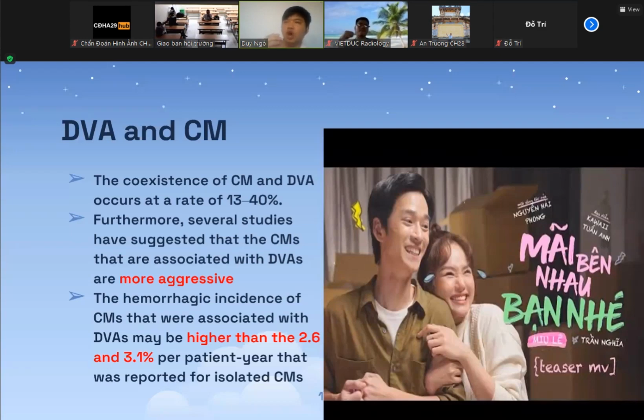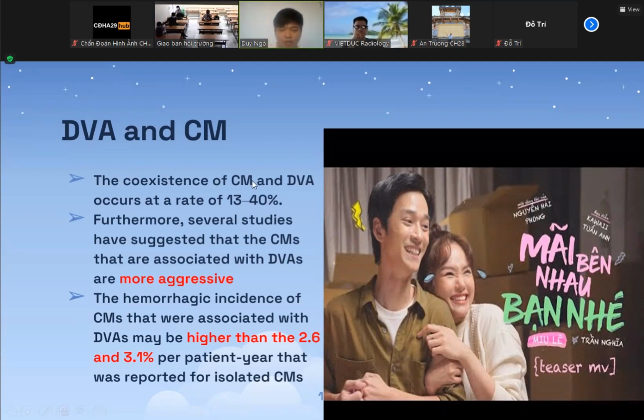Okay, normally DVI is considered an anatomic variation. Normally it does not cause any kind of symptom like hemorrhage or calcification. It's very rare. But in the case of hemorrhagic DVA presenting with hemorrhage, the most likely reason is that the DVA comes with cavernous malformation, or CM.